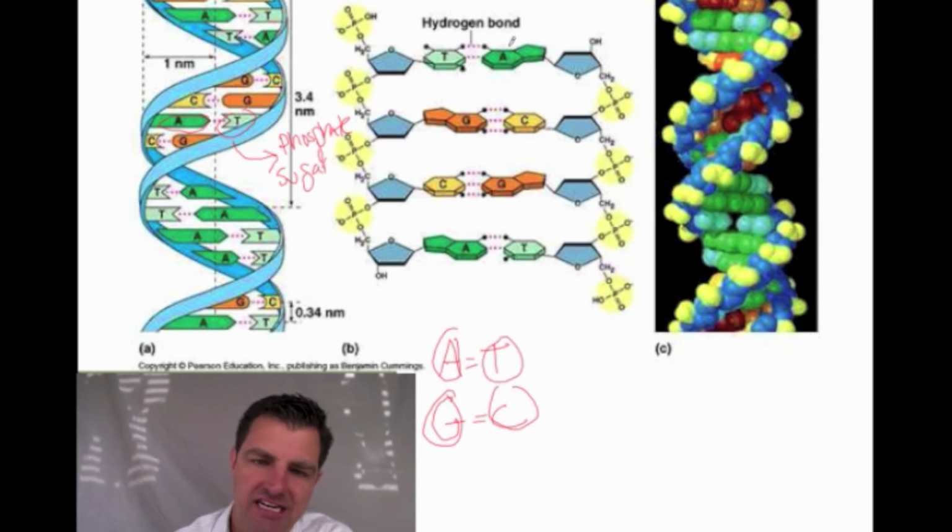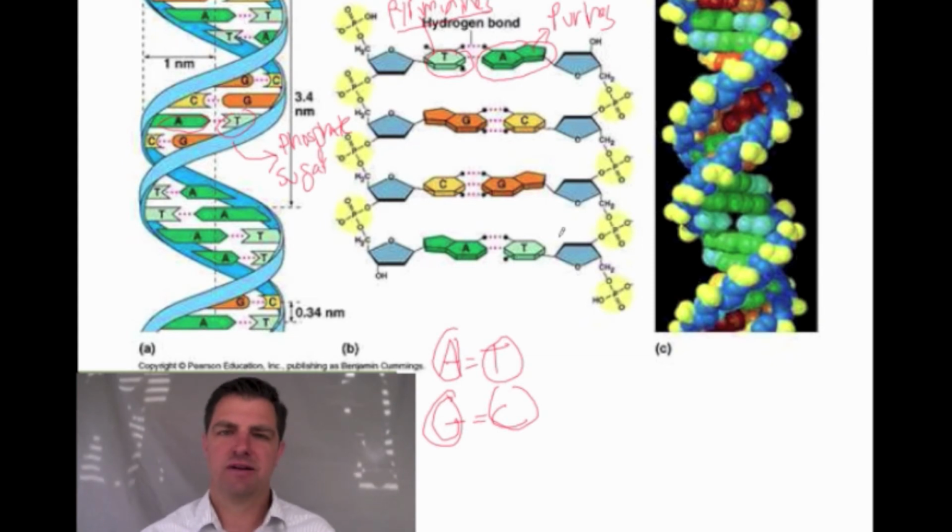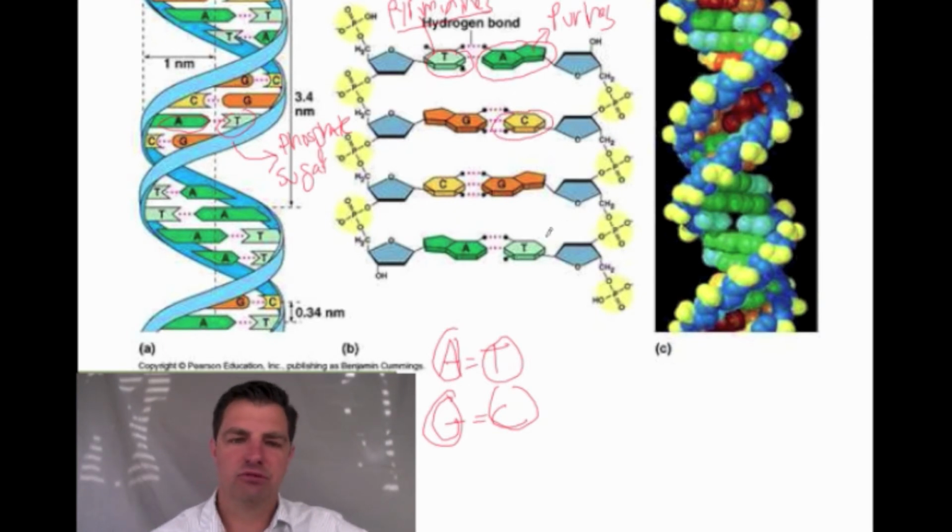And notice adenine has these 2 rings and thymine has 1 ring. So the 2 rings are called purines, and those are adenine and guanine. And the single rings are called pyrimidines. So I always remember the longer word is the smaller ring. So we have the purines and we have the pyrimidines. And so thymine and cytosine are my 2 pyrimidines.